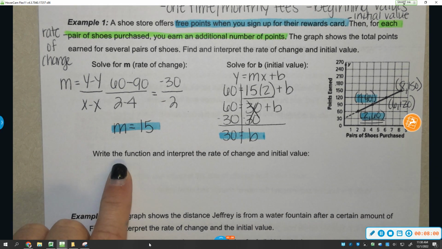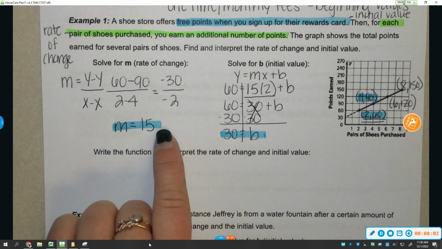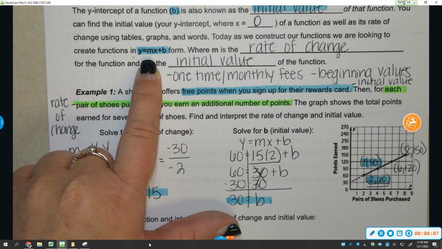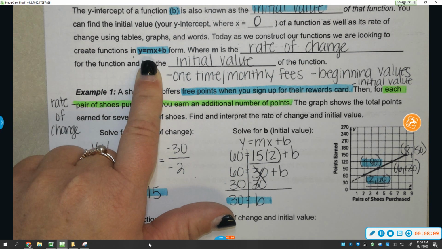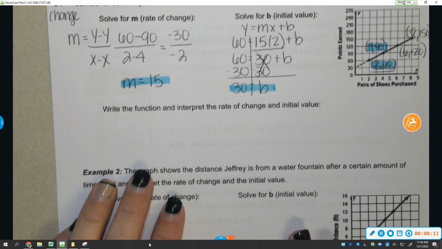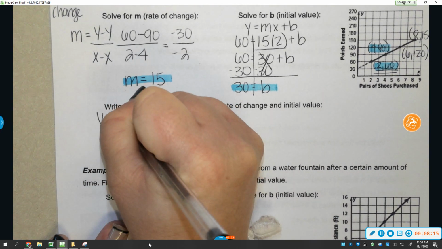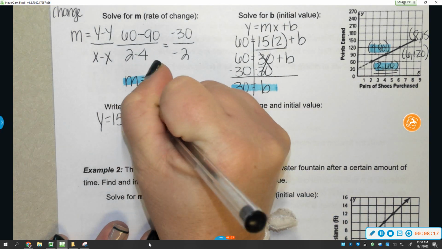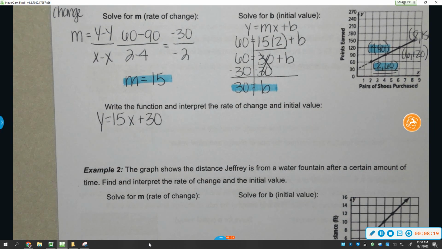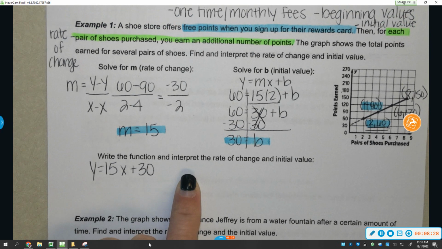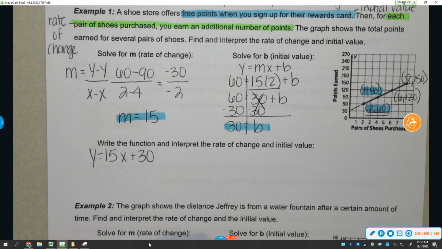Alright, the first part is let's put this together and write our function. So we want to write our function in y equals mx plus b form. So we want to write a slope-intercept equation. So y equals 15x plus 30. Now comes the new part. Now comes the part that's a little bit more difficult. Now we actually have to interpret and put this in context with the story problem.